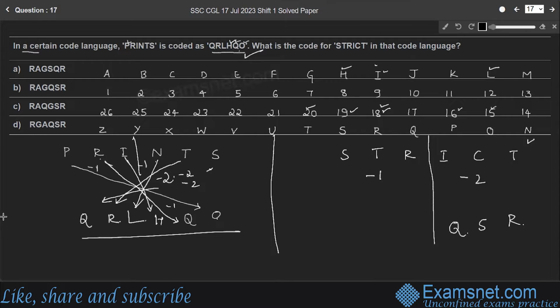I is 9, minus 2 is 7, which is G. C is 3, minus 2 is A, which is 1. So C will be coded as A. And T is 20, minus 2 gives 18, which is R. Therefore, STRICT will be coded as RAGQSR. So RAGQSR, option B. Option B is the right answer.